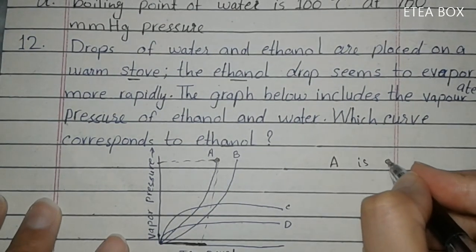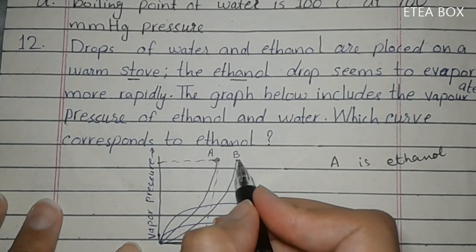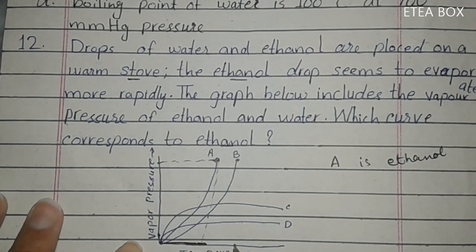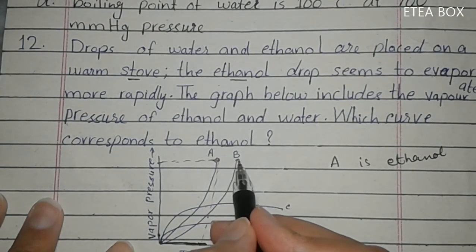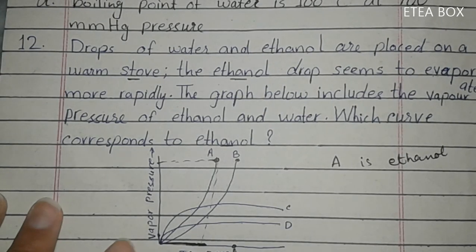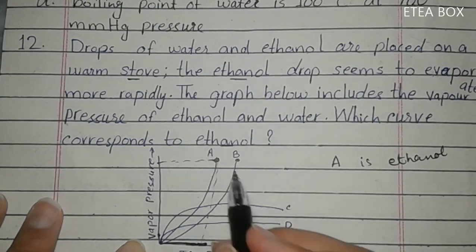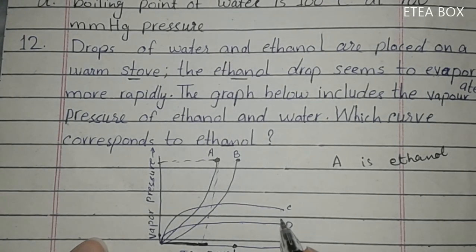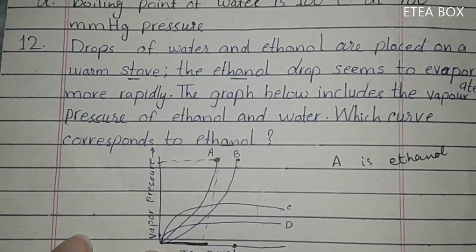Curve A is ethanol. Look at B. B requires a high temperature, and both vapor pressures are the same. A and B vapor pressures are the same, but B required a high temperature and A required a low temperature. So it means that A is ethanol. And look at C and D. Their vapor pressures are very low. So skip these three options, and option A is ethanol.